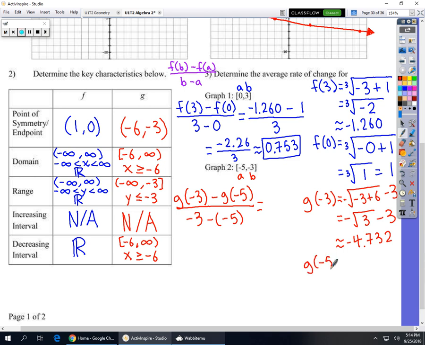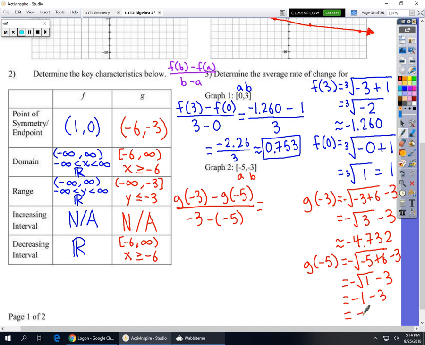G of negative 5, so instead of x, I put a negative 5 plus 6 minus 3. I'm running out of room a little bit. So negative 5 plus 6 is easy. That's just a positive 1. So negative square root of 1 minus 3. Well, the square root of 1 is just 1. And so it's really negative 1 minus 3.